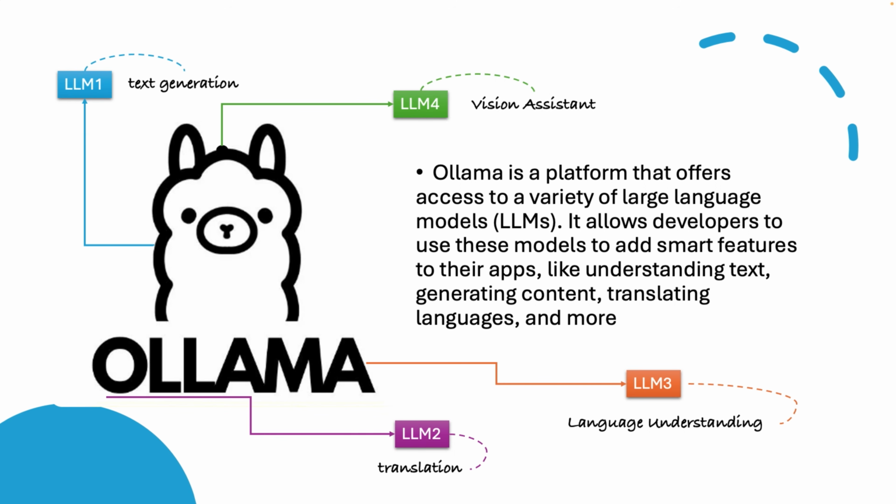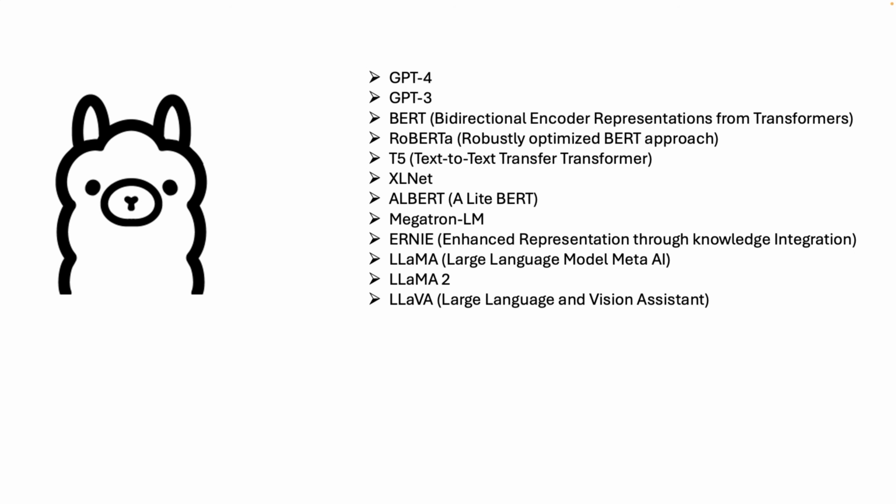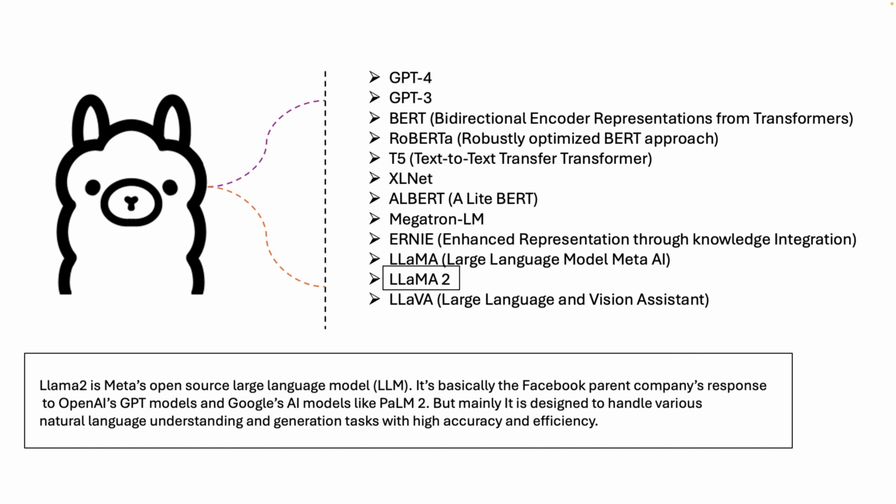If you take a look at a high level, this is Ollama, which is the platform, and it supports a variety of large language models like GPT-4, GPT-3, BERT, RoBERTa, T5, XLNet, ALBERT. There are different types of large language models. You can see here LLaMA, LLaMA 2, LLaVA, large language and vision assistant. Using Ollama, you can connect with them. So in this tutorial, we'll work on the LLaMA 2 model.